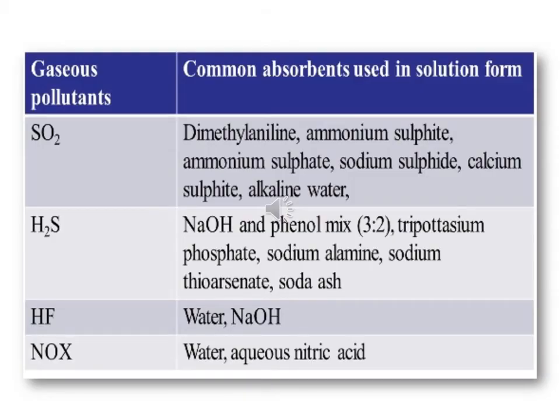These are the common absorbents used in solution form to remove gaseous pollutants from the gas stream. In the first column we can see the gaseous pollutants: sulfur dioxide, nitrogen oxide, hydrofluoric acid, H2S, etc. And the common absorbents are listed. Water is used as the common absorbent. The removal is restricted only to a few inorganic gases, such as ammonia, chlorine, and sulfur dioxide. So these are the common absorbents used in our absorption process.